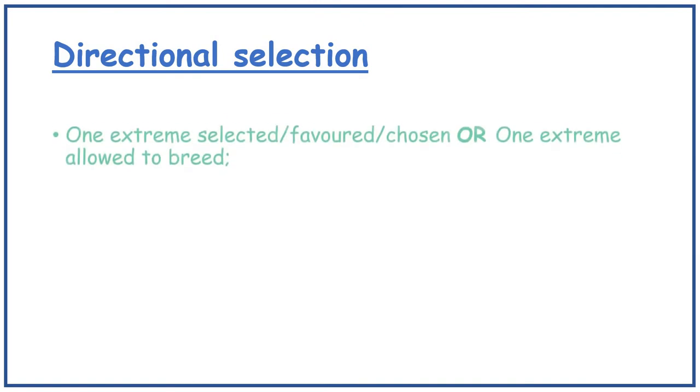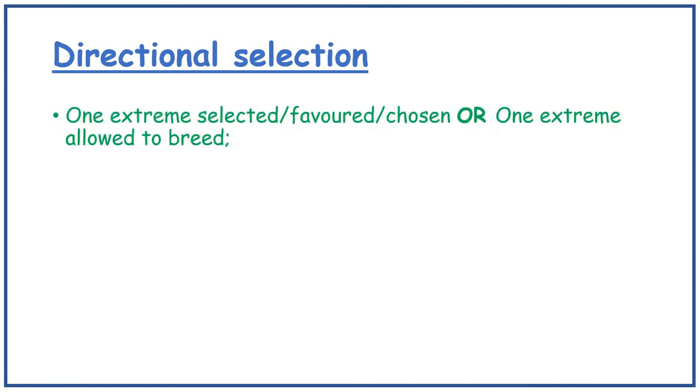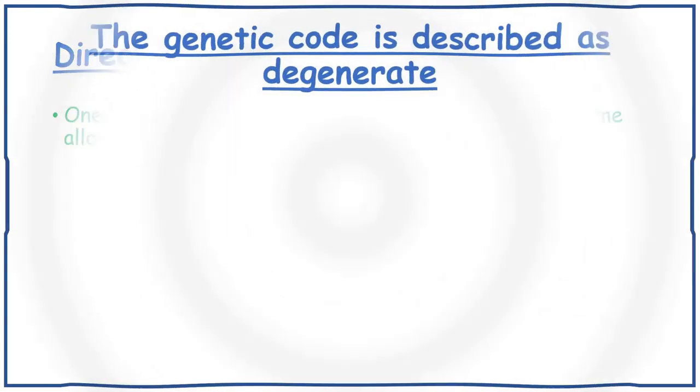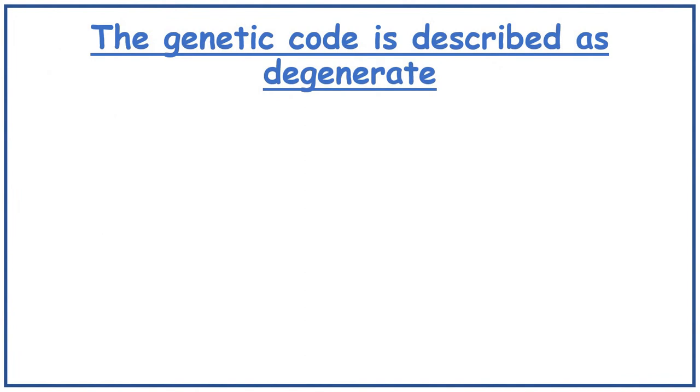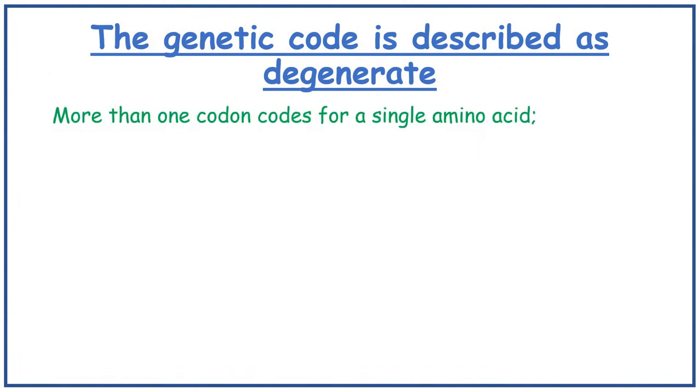Directional selection. This is where one extreme is selected or favoured or chosen, or one extreme is allowed to breed. The genetic code is described as degenerate. This is because more than one codon codes for a single amino acid.